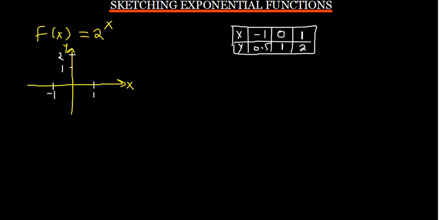So negative 1 comma 0.5 will be somewhere here, and then 0 comma 1 there, and then 1 comma 2 here. So this function goes like this, continues to go up, continues to go up like that.